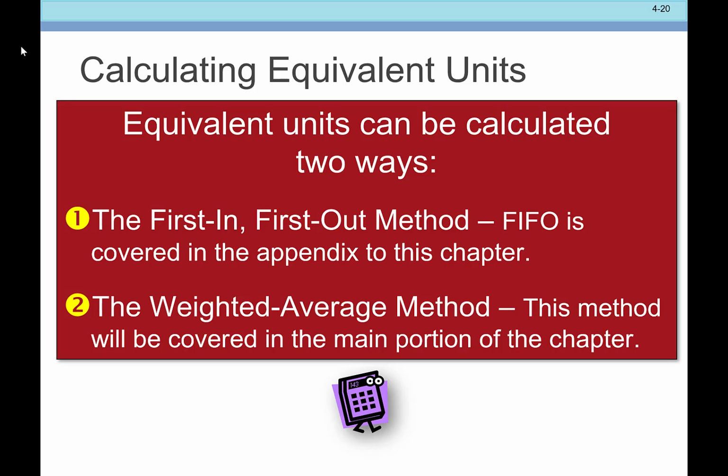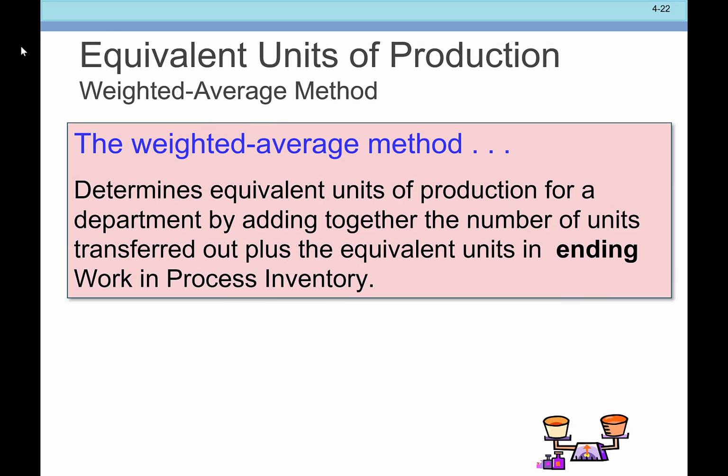Okay. Now, as I've said, we're going to talk about both weighted average and FIFO. We'll talk about weighted average first, then we'll talk about FIFO. And FIFO is in a separate file.